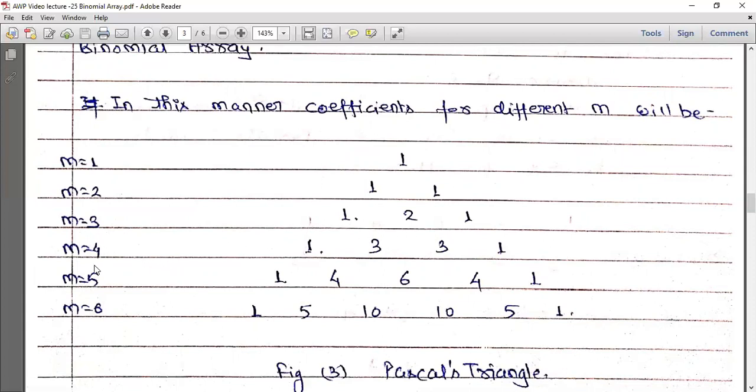Similarly, for m equals 4, this becomes (1 + x) to the power 4 minus 1, that is (1 + x) to the power 3, and when you expand it, you have 1 + 3x + 3x square + x cube. So correspondingly, the coefficients will be 1, 3, 3, 1. And similarly, every row of this Pascal triangle will provide you the coefficients of (1 + x) to the power m minus 1 for the given m.